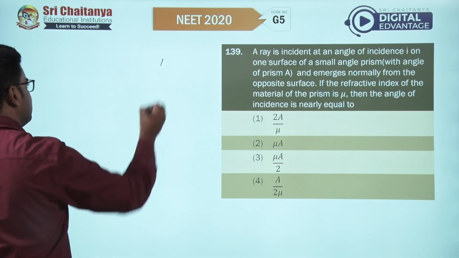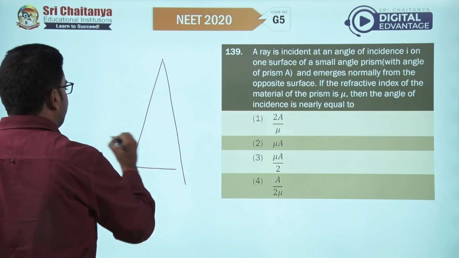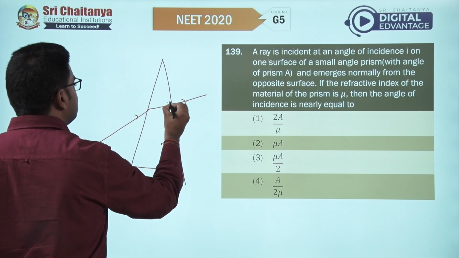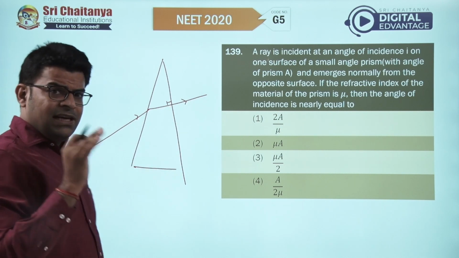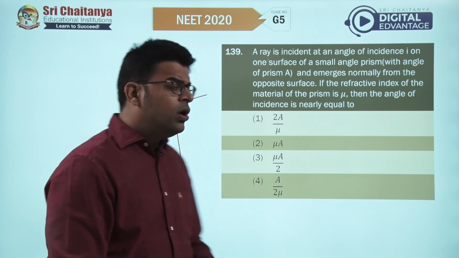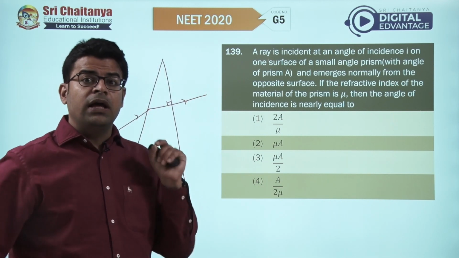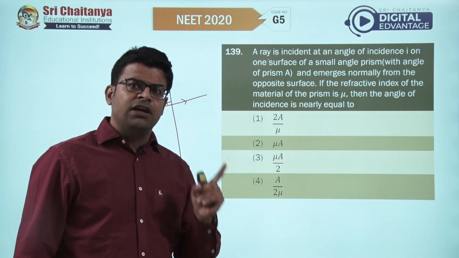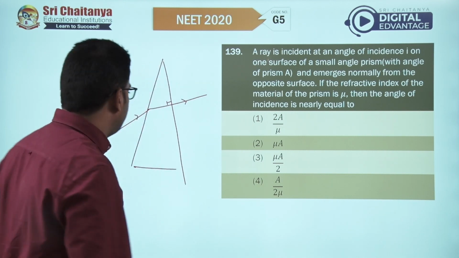So if we visualize a thin prism and then we visualize a ray of light going and incident on the second surface normally. If the ray is incident on the second surface normally, it means that it will go through the second surface without any deviation. So no deviation will take place on the second surface. So whatever deviation took place, that will take place on the first surface.